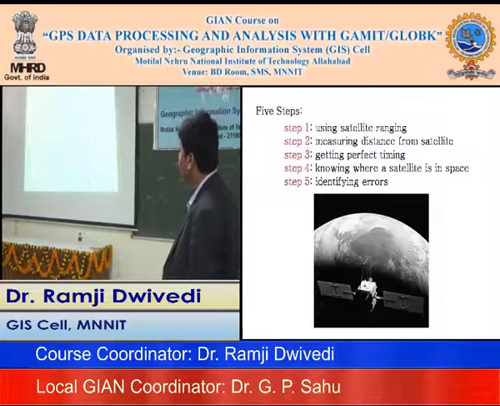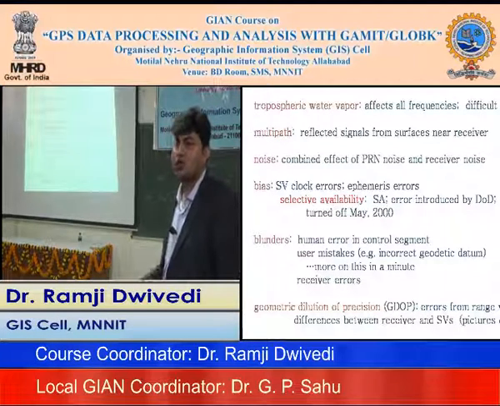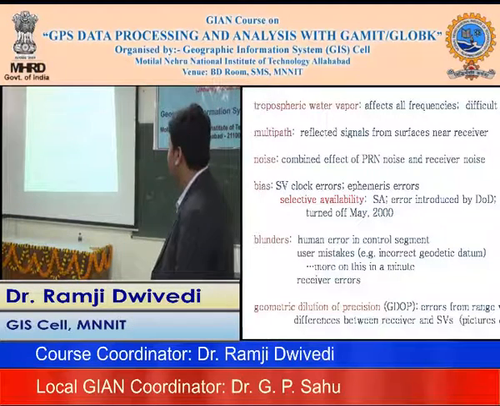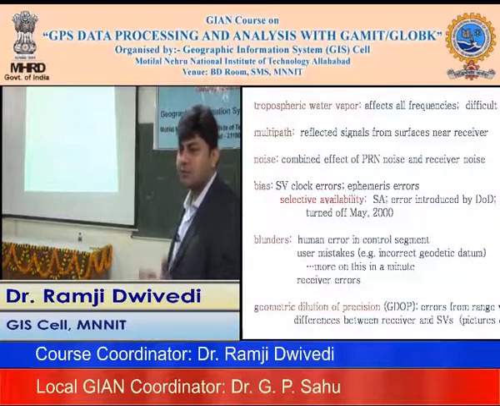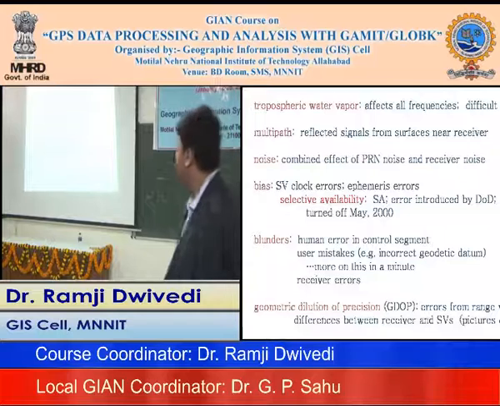These are the errors, and in one lecture we will cover all of them. What do we mean by ionospheric error and how it is affecting, what do we mean by tropospheric error, geometric dilution of precision, what do we mean by dilution of precision, where do you see this DOP value, which we normally call it, and what is the importance of this DOP value.